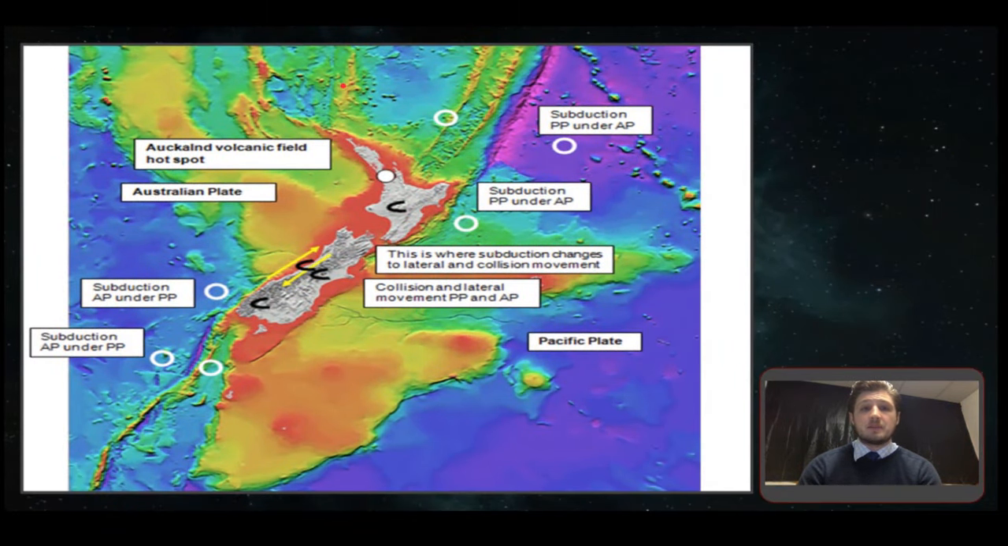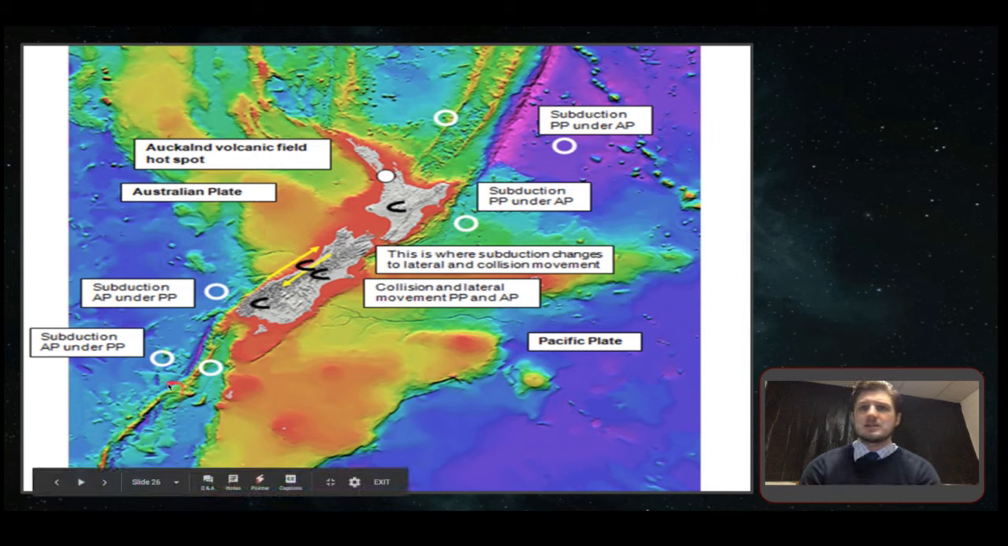Here's a little bit more detail showing, again, the oceanic and continental crusts. You see these two arrows, and in the next video we'll look in a lot more detail at what's happening at certain zones. But what's quite cool is up here we've got the subduction of our Pacific plate under our Australasian plate, and as we go along here we see a collision and lateral movement between the two continental parts of the respective crusts.